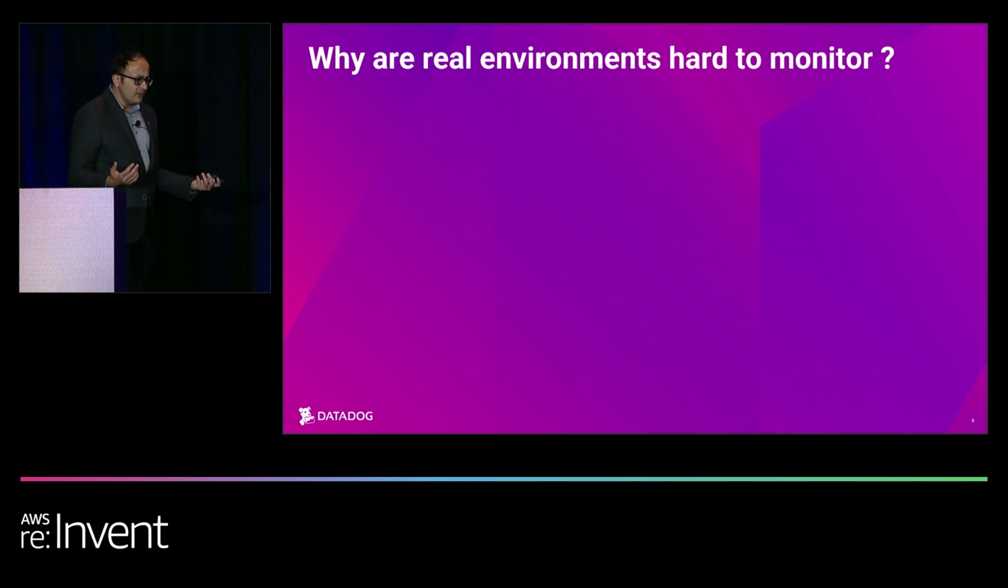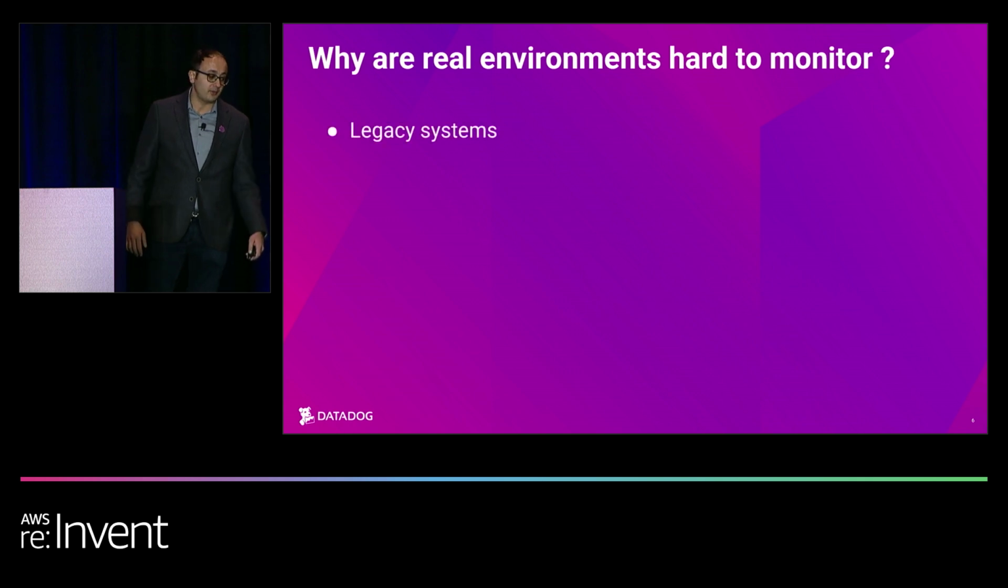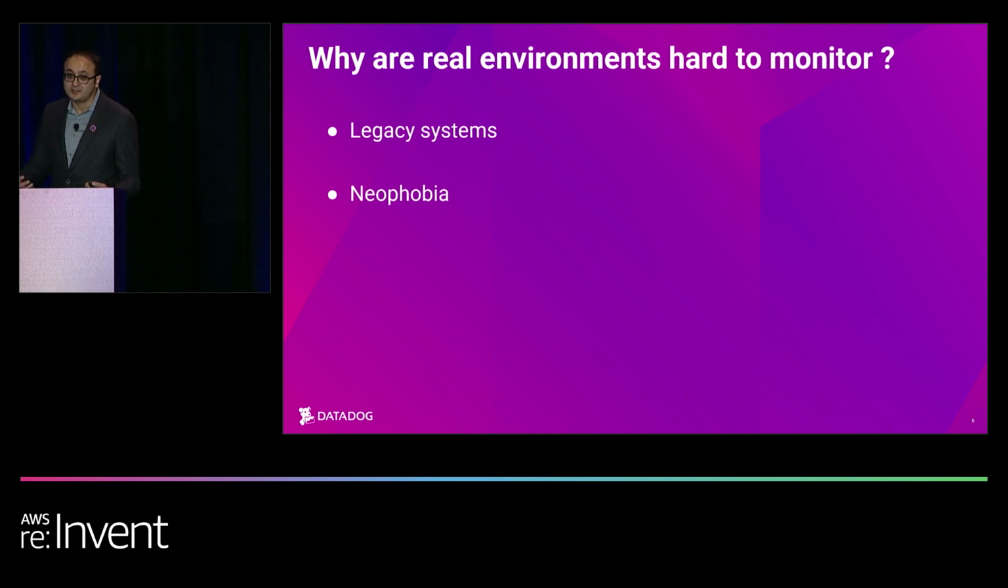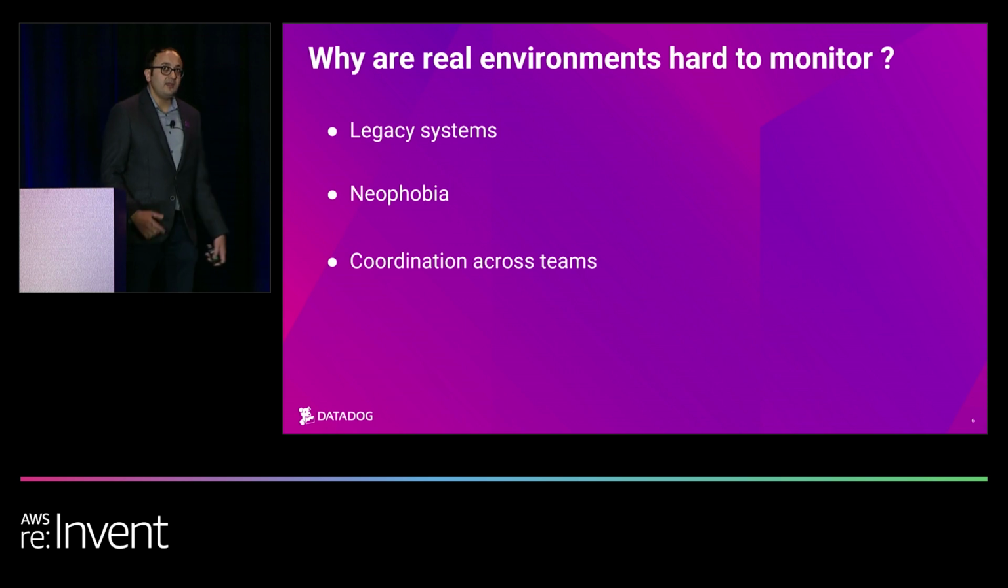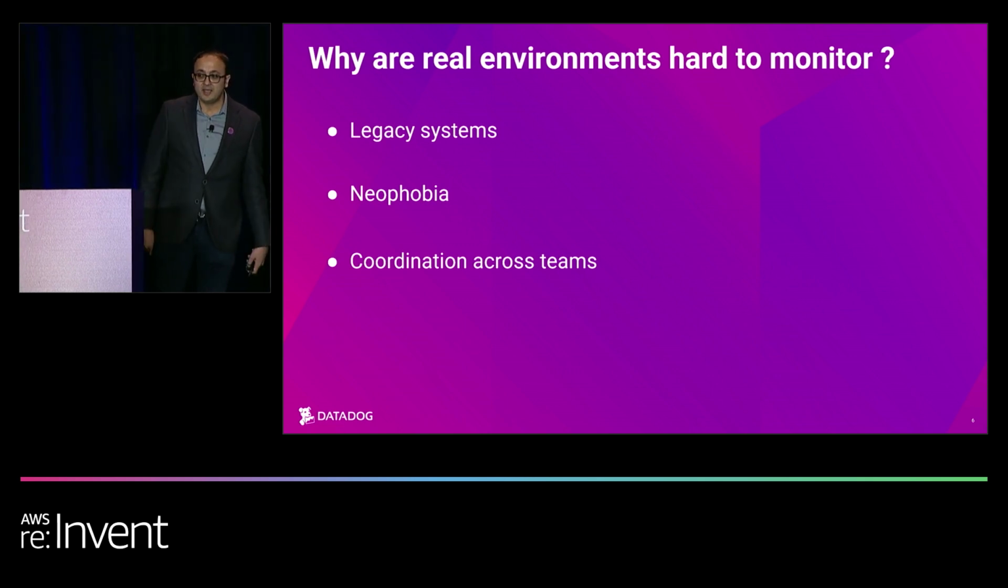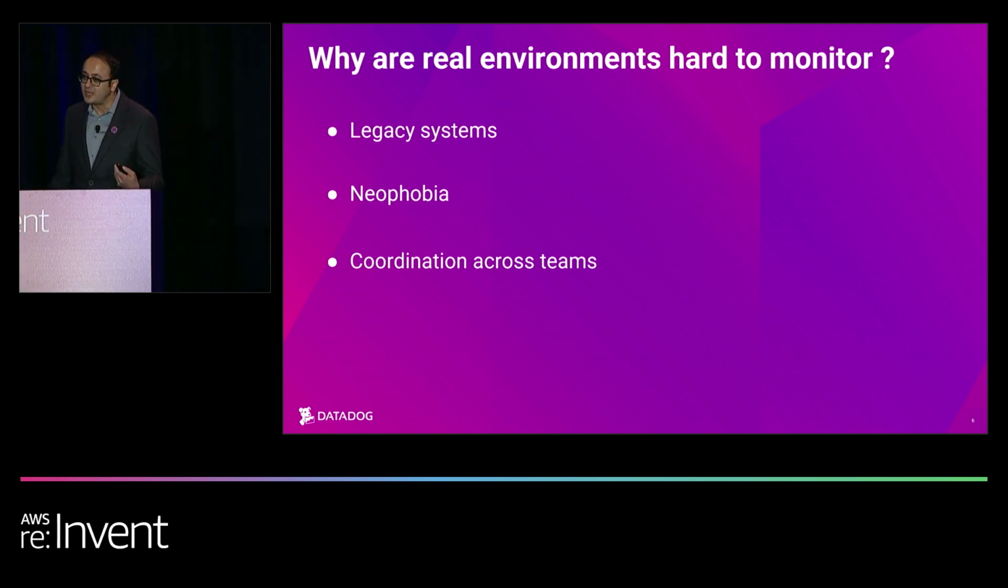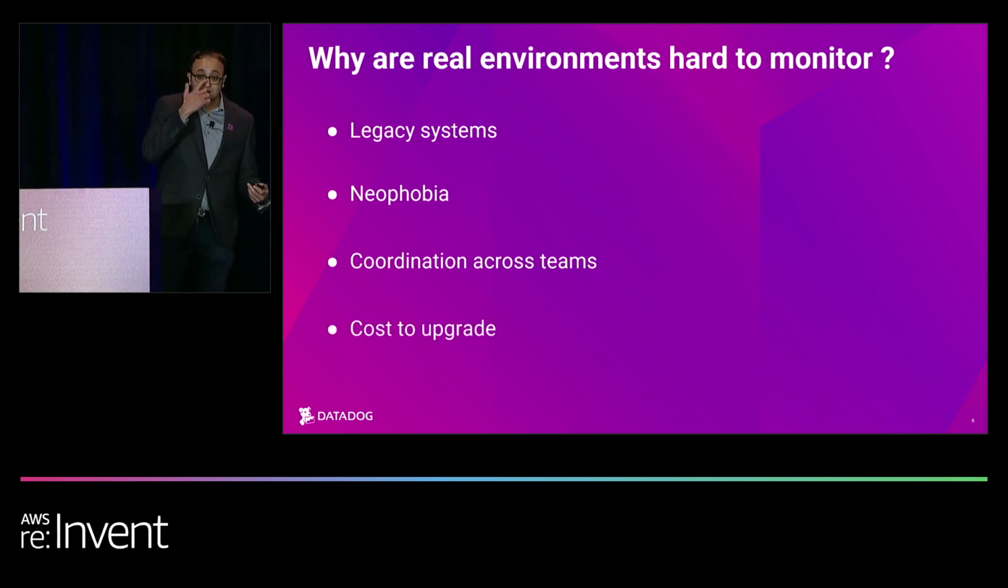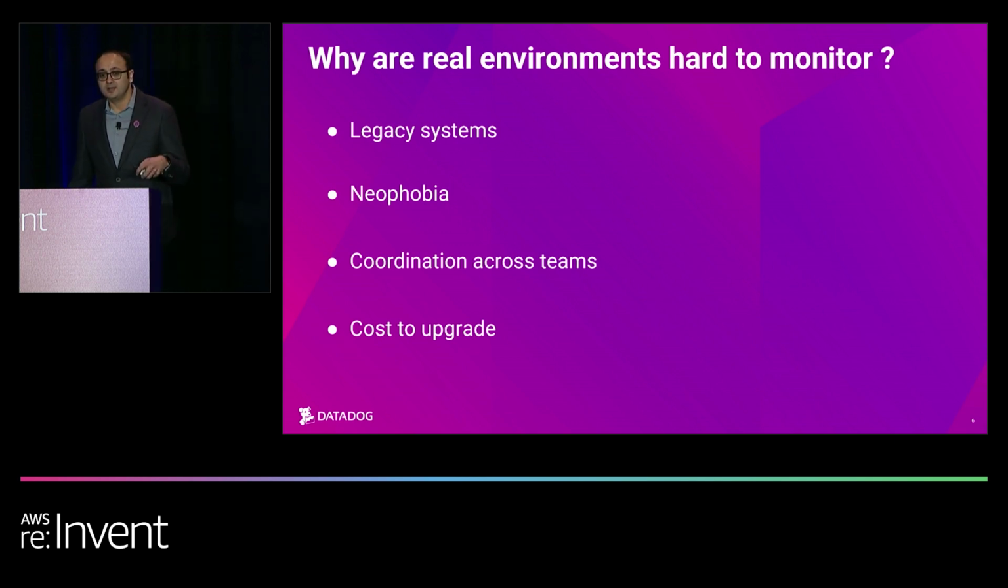So to summarize, real environments are hard to monitor for a number of reasons. We talked about legacy systems just now. There's also neophobia, like the culture of not knowing observability tools in some environments. And when you are making an upgrade to your applications to get instrumented, you have to coordinate those changes across multiple teams, right? And coordination is hard. Every team has their own schedule, so it becomes hard. And then all of this adds to the cost of upgrade, right? And at the end of the day, the teams are left with yesterday's tools to solve the problems of today and tomorrow.